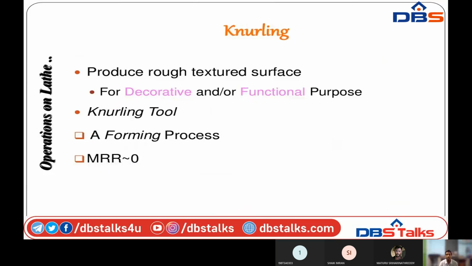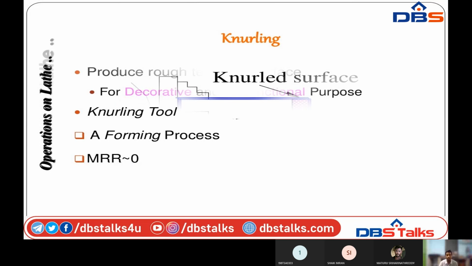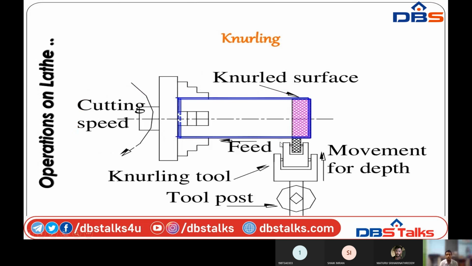Knurling. For the knurling process, I showed you previously. I am using a different type of knurling tool here, producing rough surfaces. Material removal rate is 0. But why is MRR 0 in the knurling process? Because we are not removing any material here. We are only producing the knurling shape on the given workpiece. This is the picture of the knurling process. Knurling means diamond shapes produced on the given workpiece.